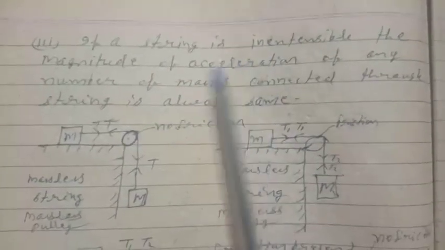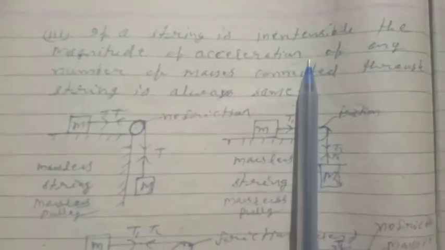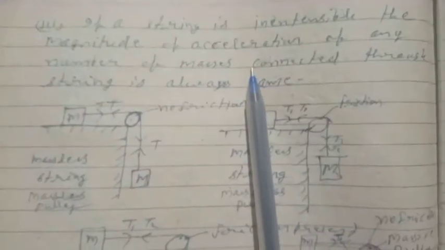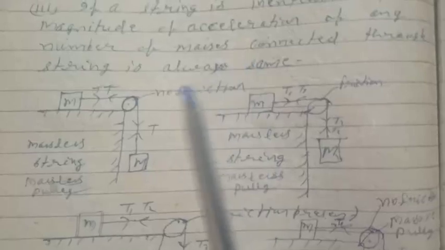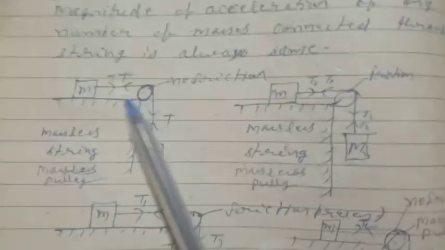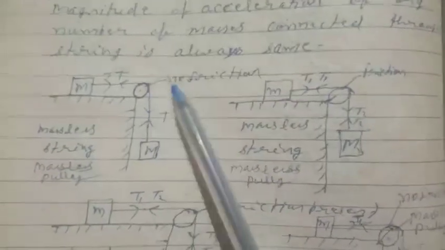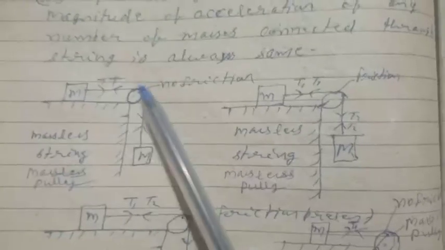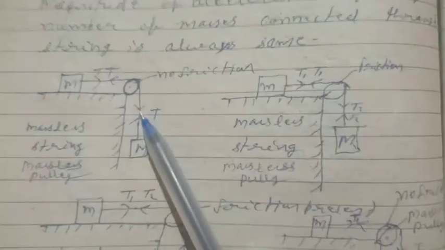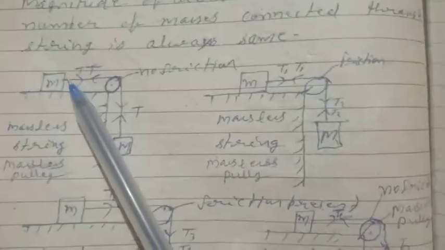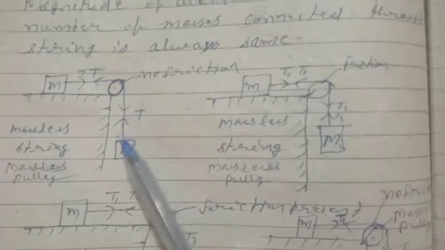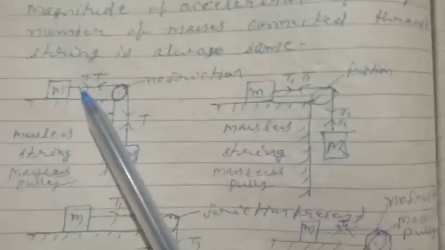Now, if a string is inextensible, the magnitude of acceleration of any number of masses connected through a string is always the same. A different situation is shown here. This is the pulley and this is the string, and two bodies are connected, and there is no friction. The string is massless. Then the tension will be the same from here to there.